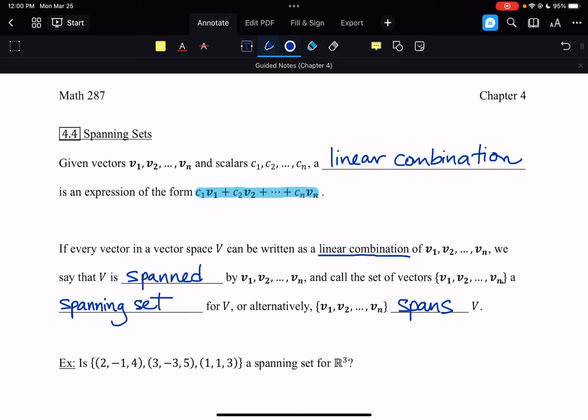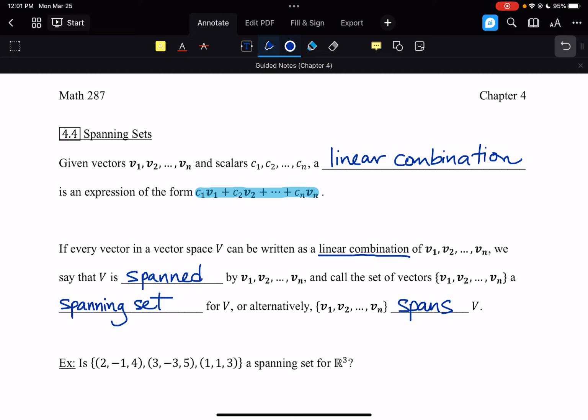So, if we have a set of vectors like this, and creating a linear combination of those vectors can create every vector in a vector space, then we say that that set spans the vector space. In other words, if I want to create some vector, say we're talking about R3, could I create any vector I wanted to in that vector space just by using a linear combination of these? If we can, then they span all of the vector space.